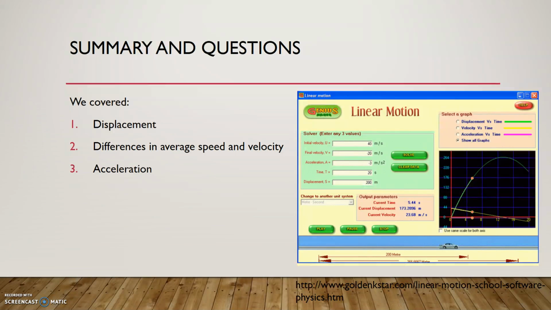As you see, I have a link here to a linear motion simulation that is a great example of all three of these ideas. So if you get time before class, go on this simulation and play around and tell me what you have received from it.